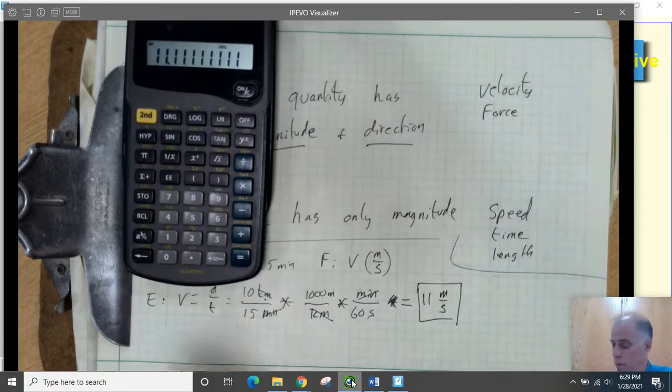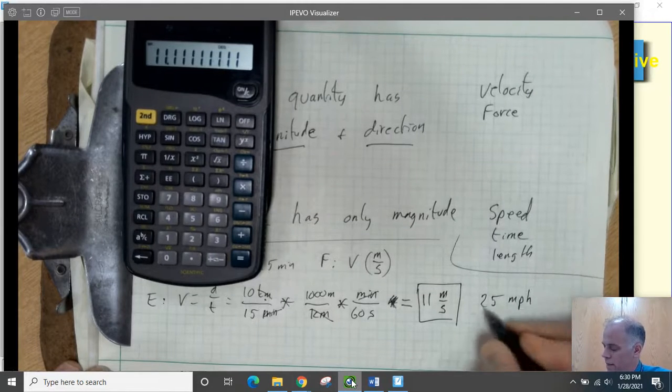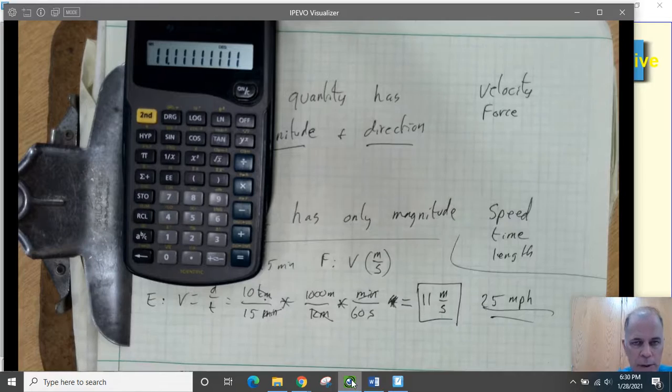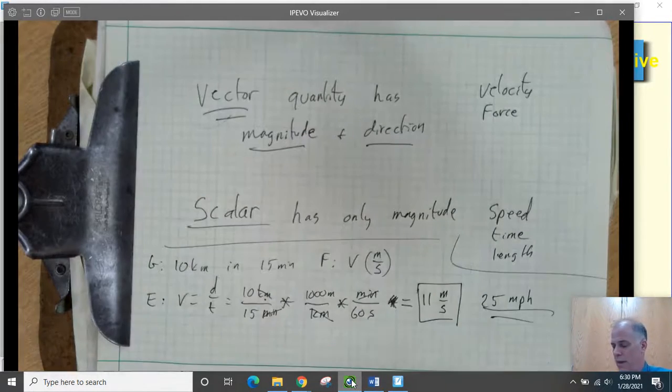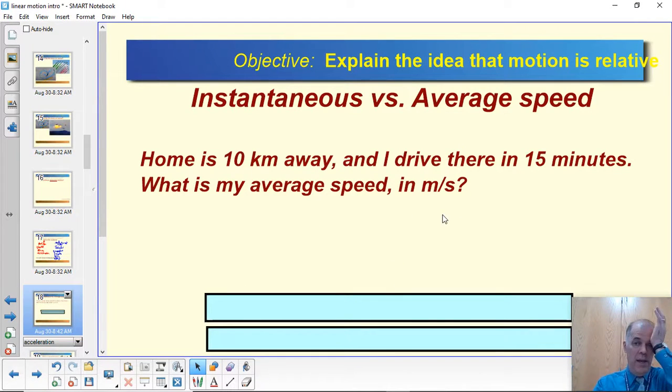Now, this turns out to be about 25 miles per hour. I'm just kind of saying that here for us so we can compare and we can continue on with this discussion. So with the given information here, we find out that my average speed is about 25 miles per hour, or about 11 meters per second. Okay? Now, that's assuming that I leave the school, I drive 10 kilometers, and I get home in 15 minutes. My average speed is 11 meters per second.